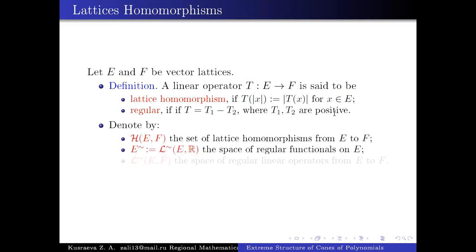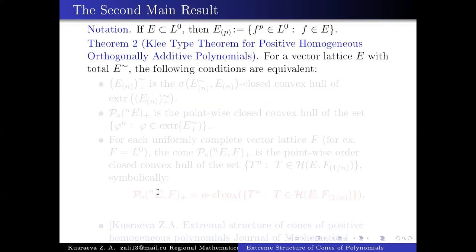We denote by this symbol the space of all regular functionals on E. These are real valued continuous operators, and the space of regular linear operators acting from E to F will be denoted by this symbol. Okay, now we are ready to formulate the Cleese type theorem for positive homogeneous orthogonally additive polynomials.